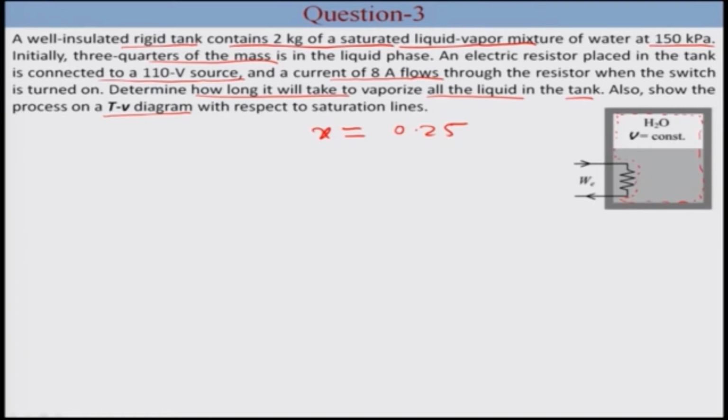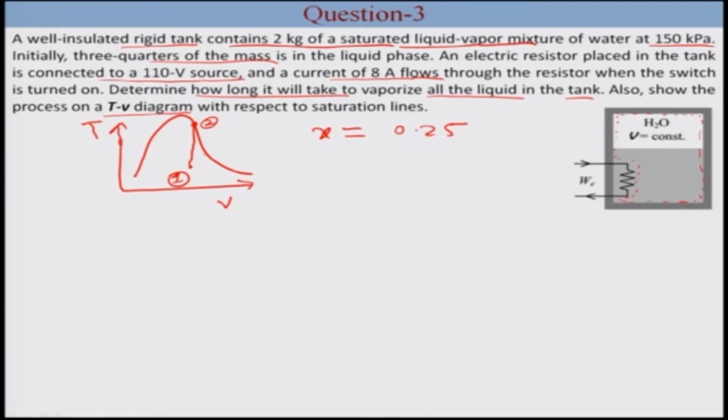If you see the whole process on a T-v diagram, initially it is a mixture of liquid and vapor with a quality of 0.25. The initial state would be here. Now it is heated such that all the liquid is in vapor state. So this is our state 2 and this is our state 1, and it is occurring at constant volume since it is a closed rigid tank. Further, we need to determine the time it takes to vaporize all the liquid.